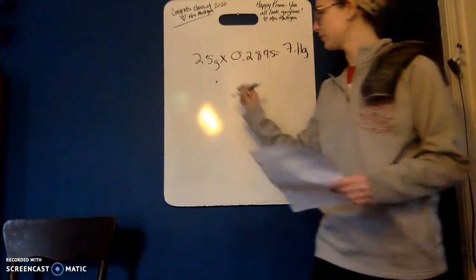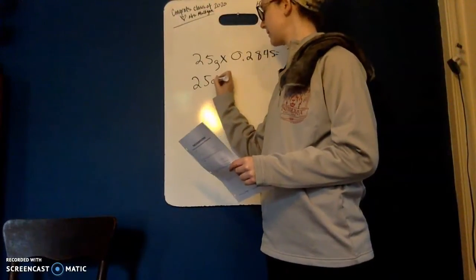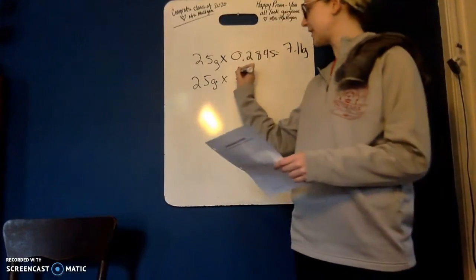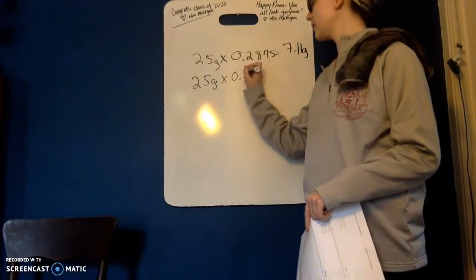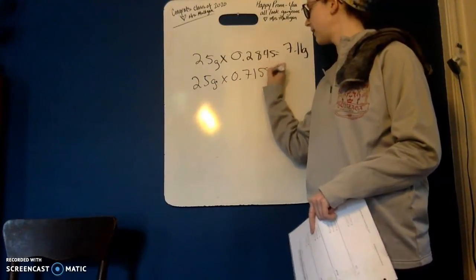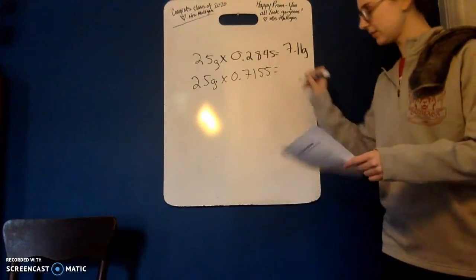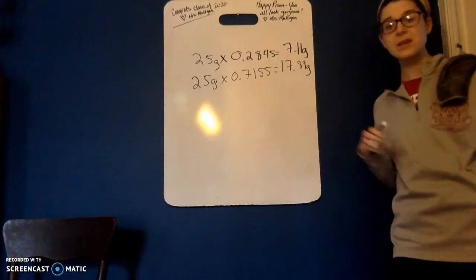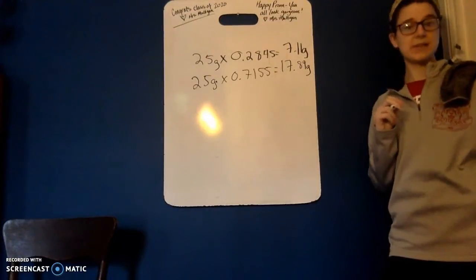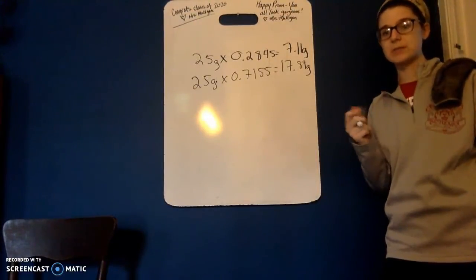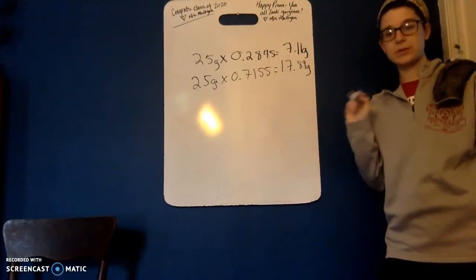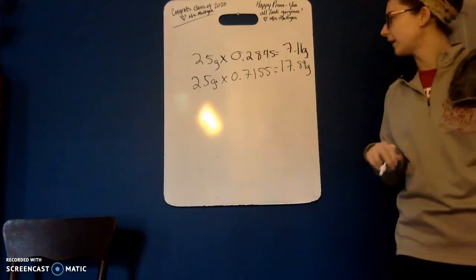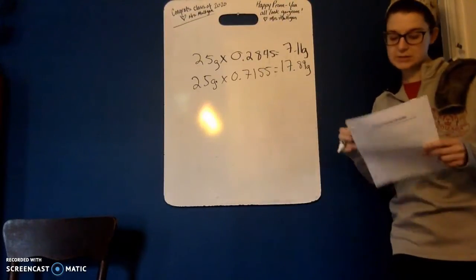For Br2, we again have that 25 gram sample. We're going to multiply by the percent composition of bromine, which is 71.55%, or 0.7155. And that gives me an answer of 17.89 grams. Now when I add these two masses together, I should get 25 grams because the sample is only made of copper and bromine. So the total mass should add up together to be 25, and it does, so that is good.